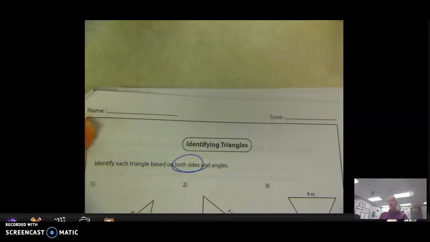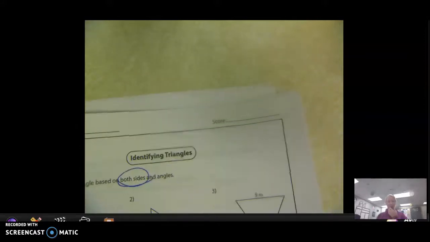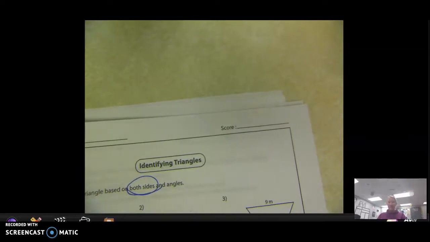Once you're done doing that, you are going to enter your answers into a Schoology assignment, but you have to make sure that you spell the items correctly. So we have scalene, S-C-A-L-E-N-E, isosceles, I-S-O-S-C-E-L-E-S, and equilateral, E-Q-U-I-L-A-T-E-R-A-L. Okay, so you're going to do that, and then there's also an additional 4.2 Schoology assignment for you to complete.